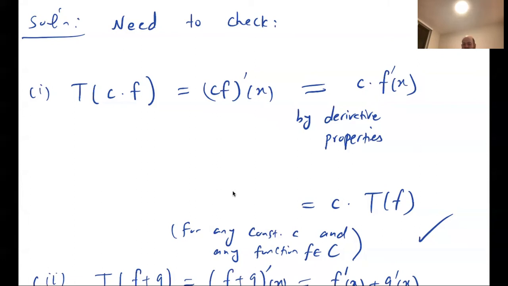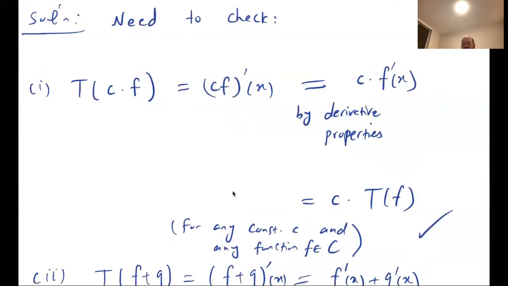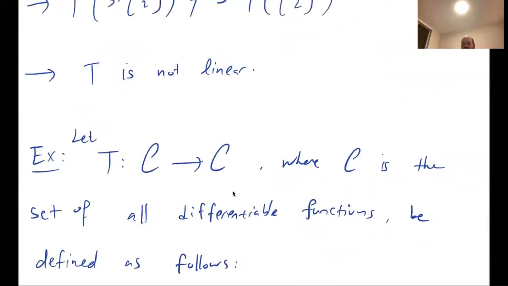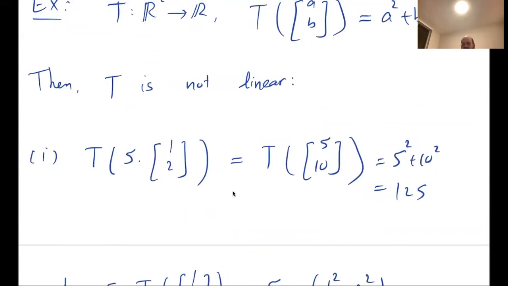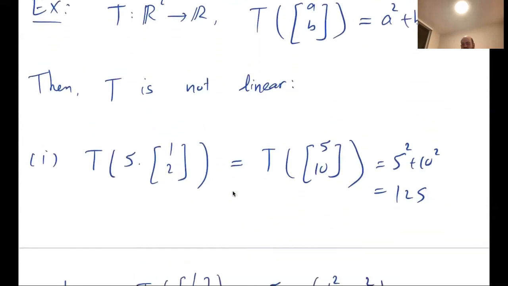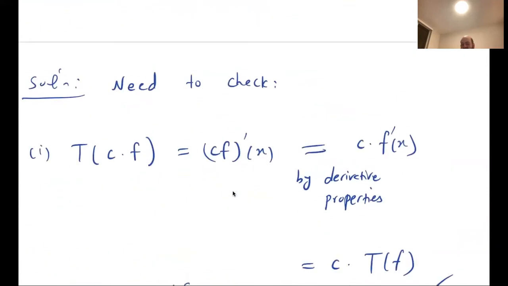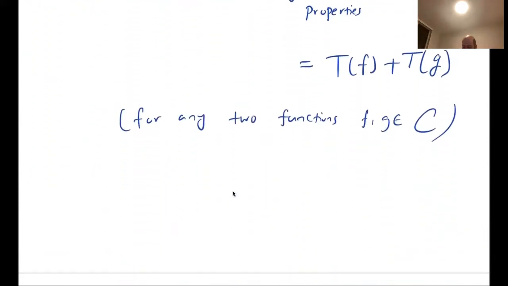So to prove in general, like here, I assume that F and G are two arbitrary functions, or here I assume F is an arbitrary function, C is an arbitrary constant. But if you want to show something fails, just give one example. Here we gave one example of a vector where the first property failed. But here we want to show that something is linear, so we have to prove or check the properties in general for arbitrary cases. So that means T is a linear operator.